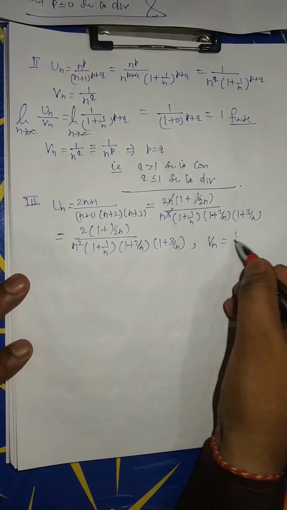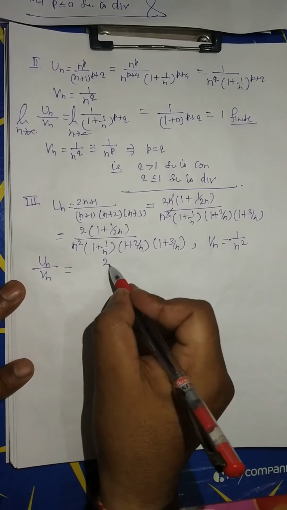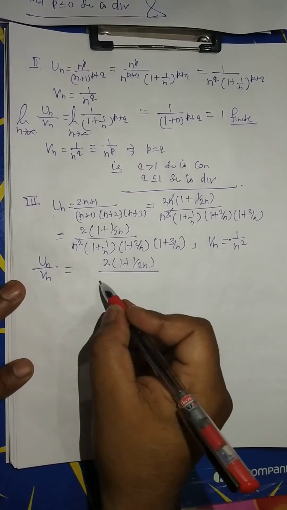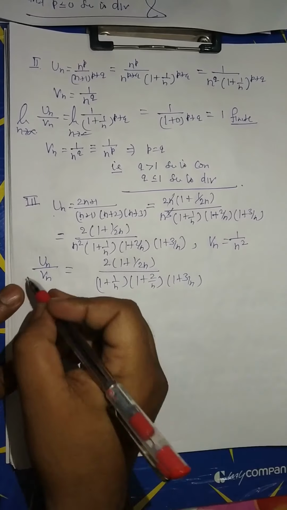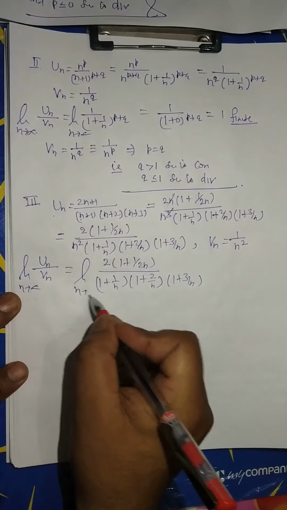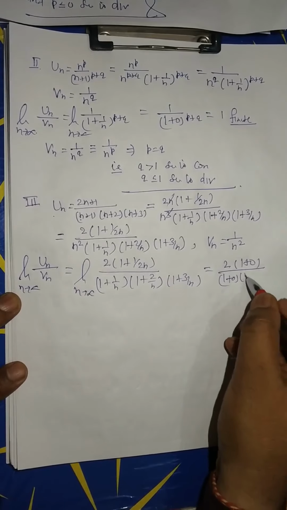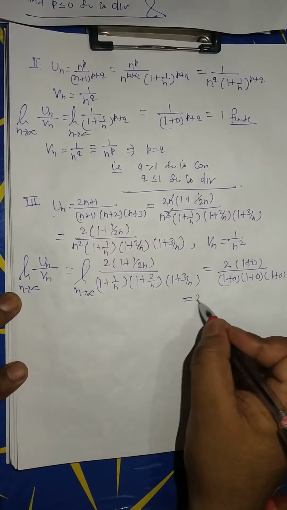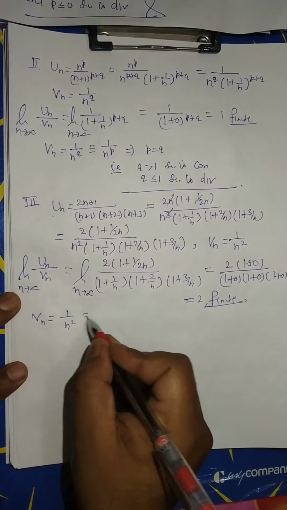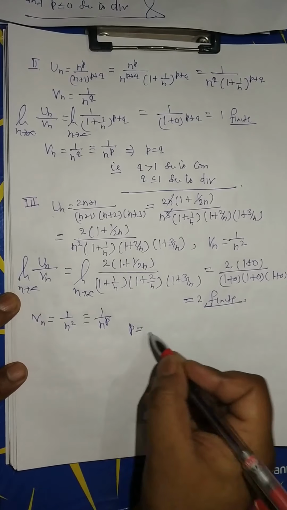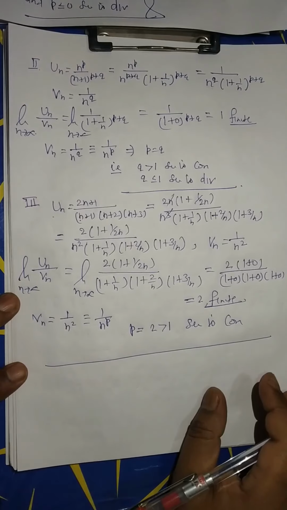Now we take vn equals 1 upon n square. Now un upon vn equals 2 times (1 plus 1 upon 2n) upon (1 plus 1 upon n)(1 plus 2 upon n)(1 plus 3 upon n). Taking limit n tending to infinity on both sides, we get 2 times (1 plus 0) upon (1 plus 0)(1 plus 0)(1 plus 0), which equals 2, a finite quantity. Now vn equals 1 upon n square is compared with 1 upon n to the power p. Now p equals 2, which is greater than 1, implies the series is convergent. This is the complete solution.